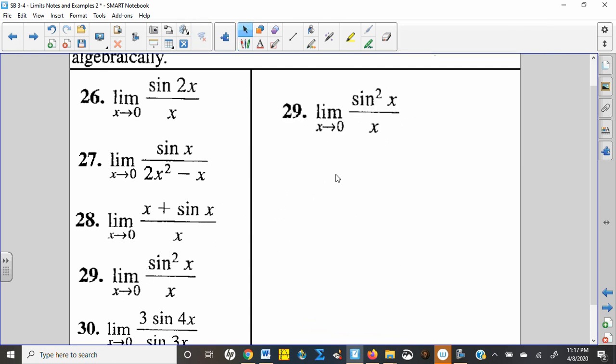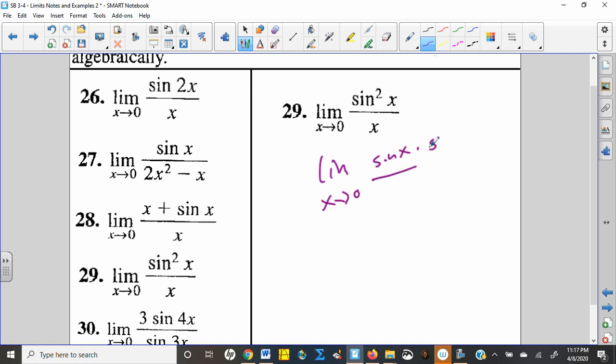This guy might have been tricky because we didn't really look at 1 very much like that. But there's another way of writing sine squared, isn't there? Sine times sine. And I really only need 1 of those to go with my x. So let's split this limit by multiplication.